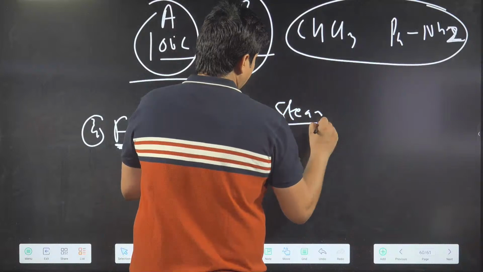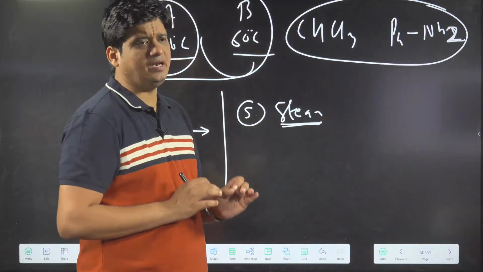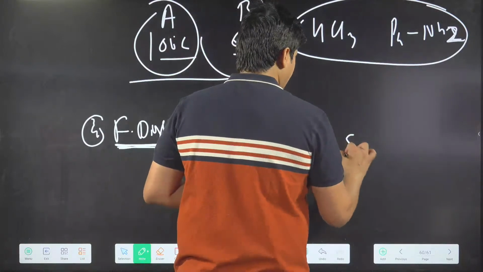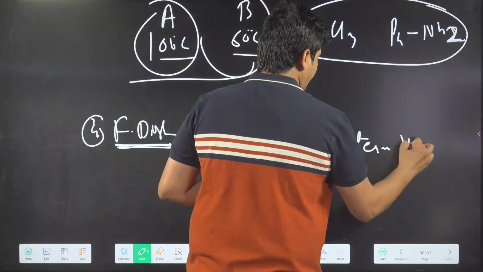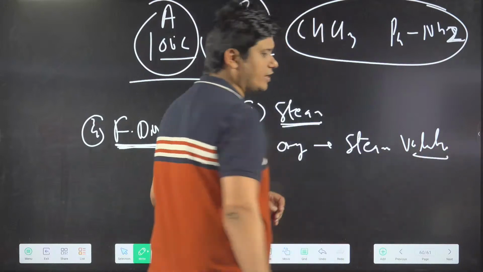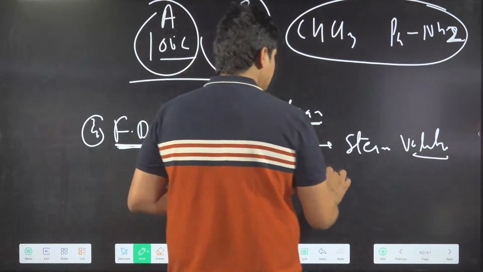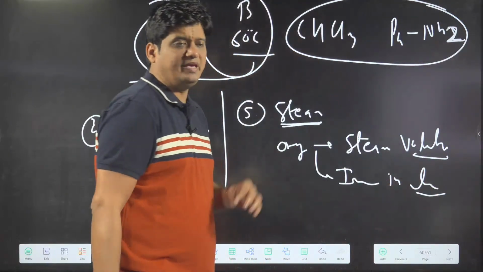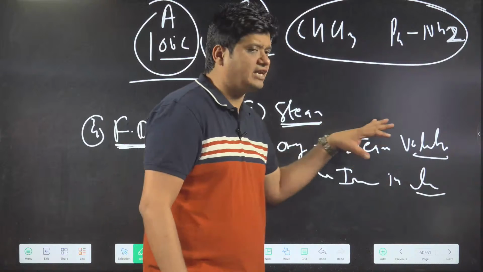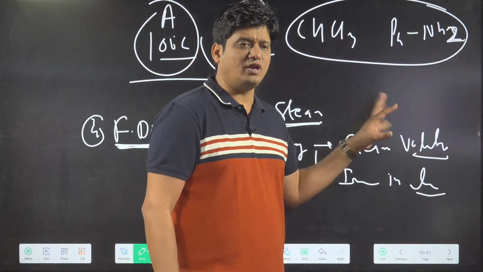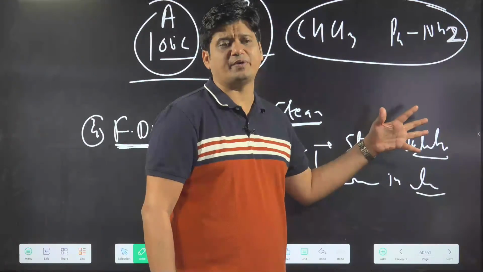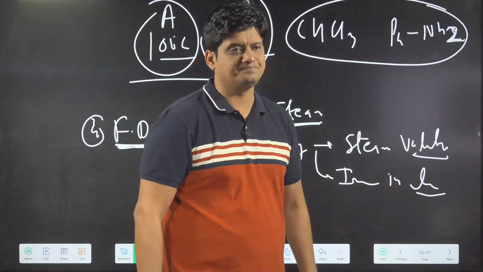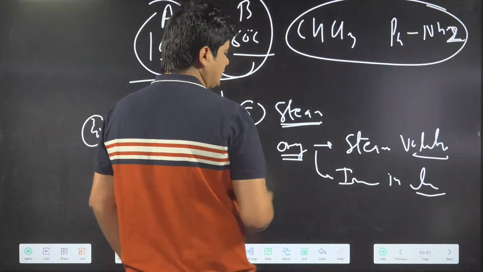Steam distillation. Two things are important: principle and example. For steam distillation, the organic compound must be steam volatile but immiscible in liquid form. Means it is a friend of water vapor. It is volatile with water vapor, it goes with water vapor. But once it is converted into liquid, they are immiscible. They are not soluble. This is the principle of steam distillation.